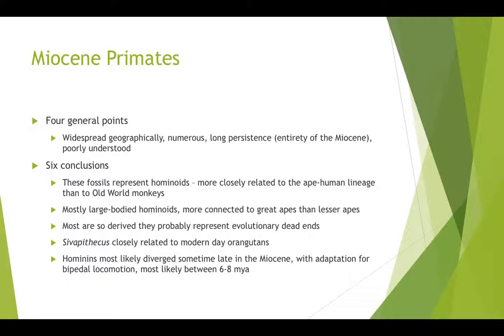Civipithecus is closely related to modern-day orangutans, for example. And then we've got to bring up that at the end of the Miocene, between about 6 and 8 million years ago, we've got hominins diverging from fossil apes that specifically possess this adaptation for bipedal locomotion.